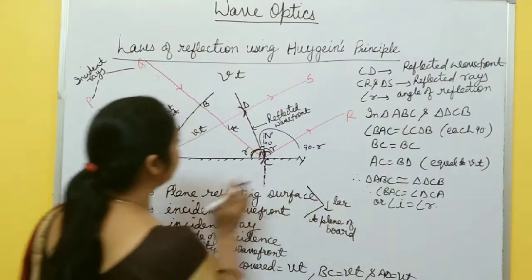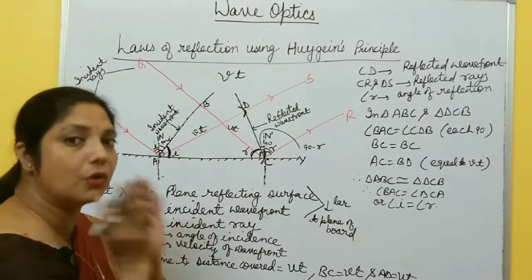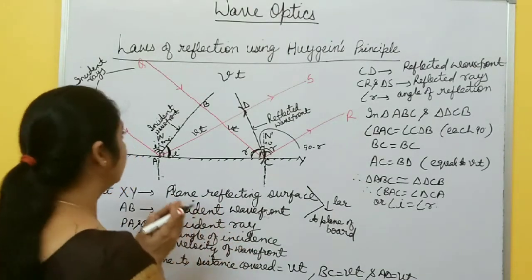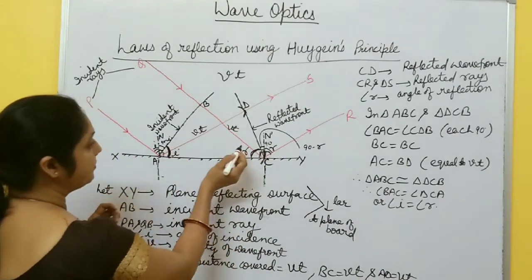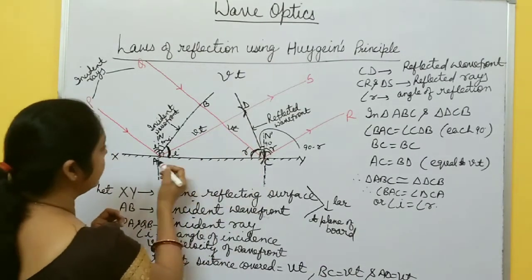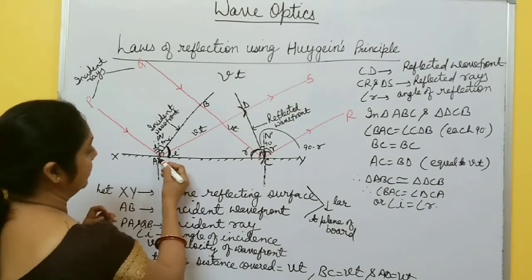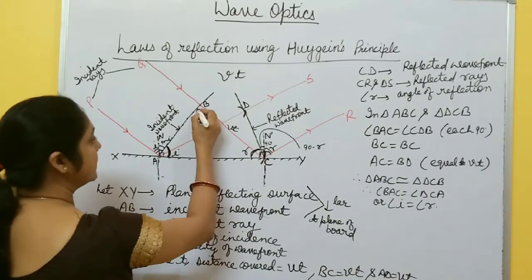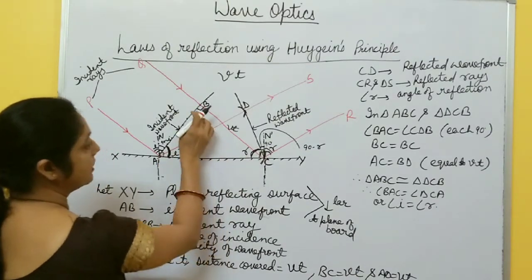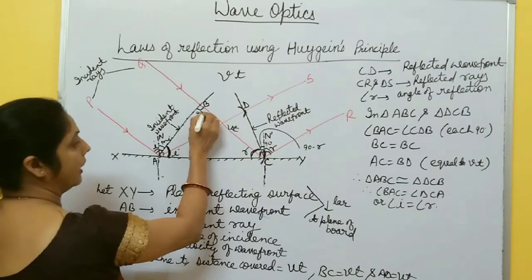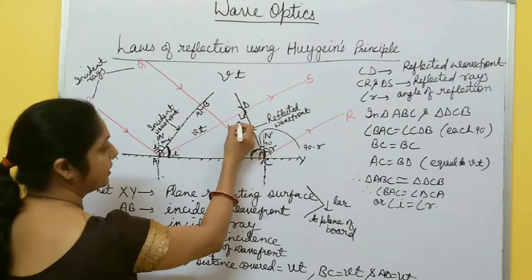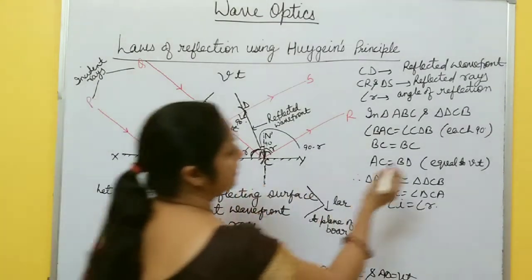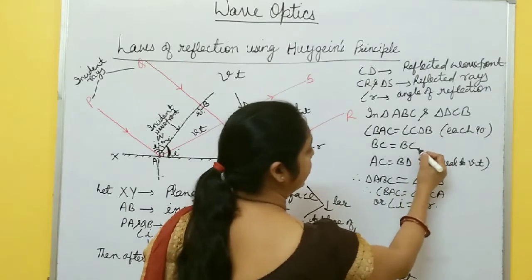So triangle ABC and DCB, I am going to prove these two triangles are congruent, so that angle i equal to angle r we can easily prove. So in triangle ABC and this DCA, AC is common, right? In both triangles AC is common, and this angle ABC and this angle ADC is 90 degree. So angle B equal to angle D, each is 90 degree, right? And this BC is common.